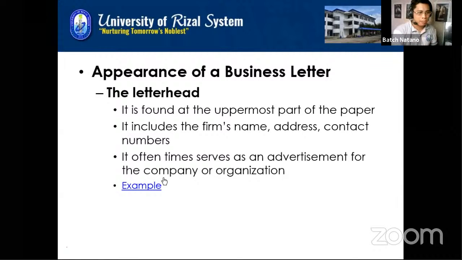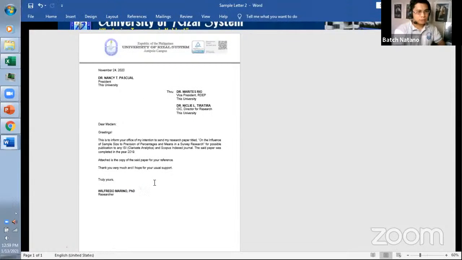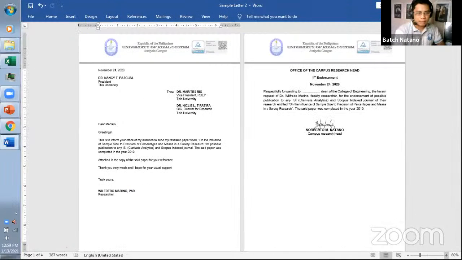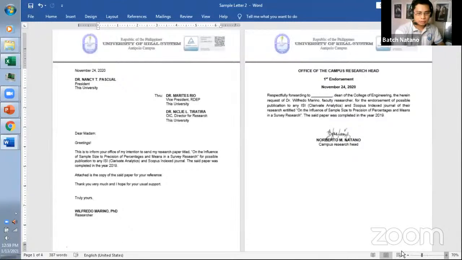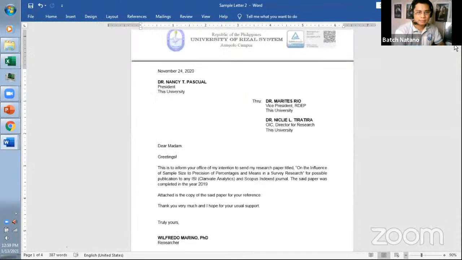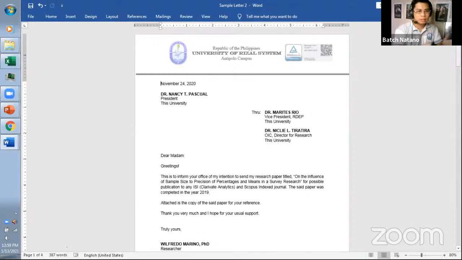So, for example, this is a letter in URS. As you notice in URS, this is the letterhead that I'm mentioning to you. It bears the name of the organization, the logo of the organization, and there's an option if you would like to include the contact number on this part, or even the address or the email address. That depends on the template of the company.